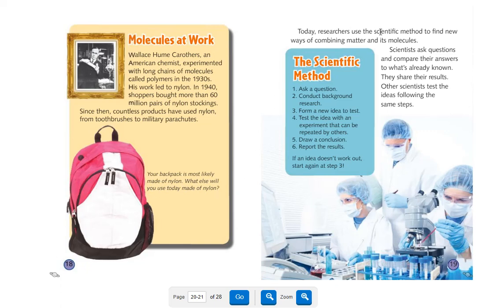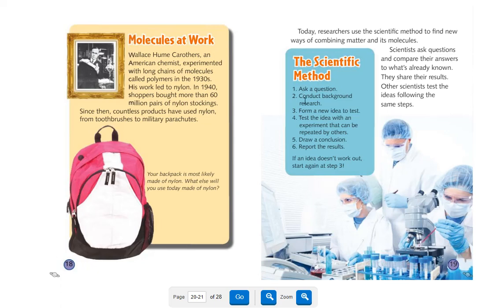Today, researchers use the scientific method to find new ways of combining matter and its molecules. Scientists ask questions and compare their answers to what's already known. They share their results. Other scientists test the ideas following the same steps. So we've looked at the scientific method before, but it's worth repeating here because it is really used all the time in science. Step 1 is to ask a question.